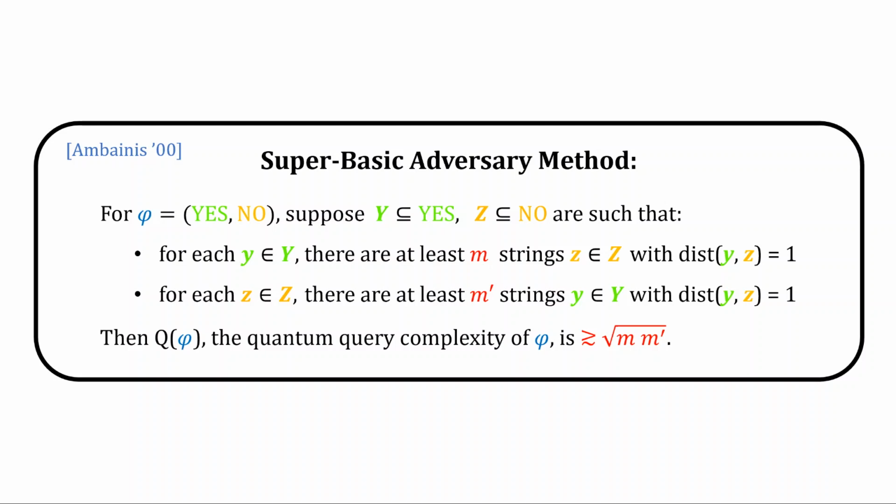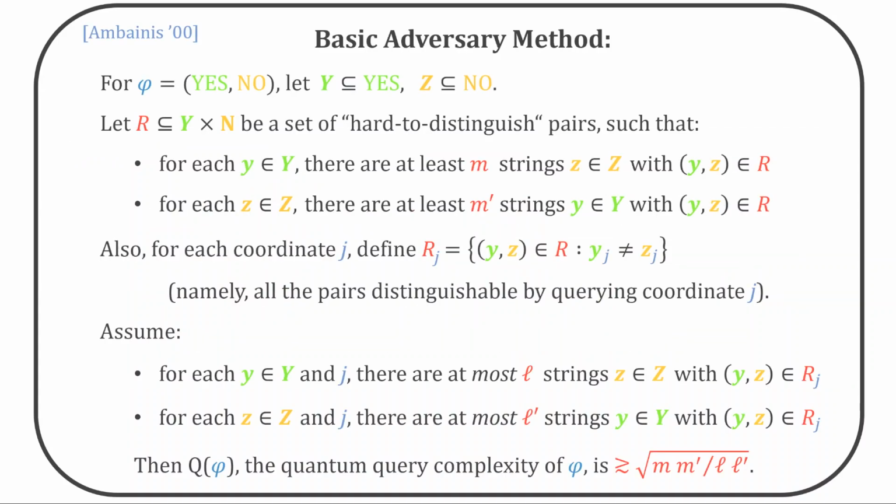As I mentioned, I call this the super basic adversary method. The thing that Ambainis proved in 2000 he just called the adversary method. Maybe now we retroactively call it the basic adversary method. So what is the basic adversary method? I'll tell you, it looks like this, but it's a little bit more complicated. The theorem statement takes up the whole page. It's not that complicated, so let me read it for you here.